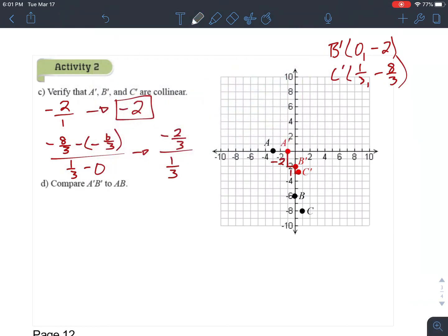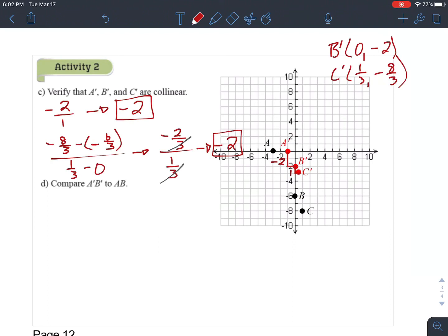And a neat little trick here is that because the denominators in the top and bottom are the same, those cancel. We are going to get -2 over 1, and yes, we get -2, so those 3 points are indeed collinear because A prime, B prime, and B prime, C prime have the same slope.